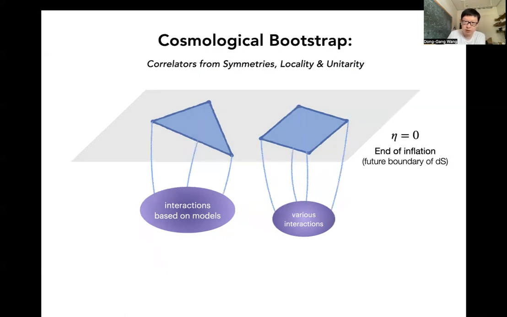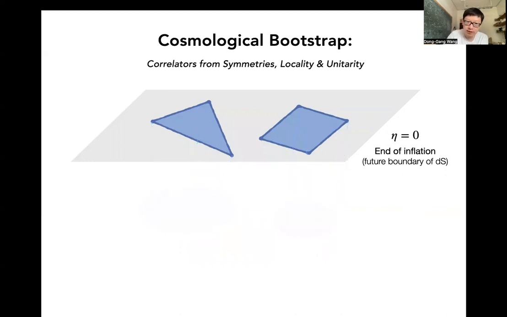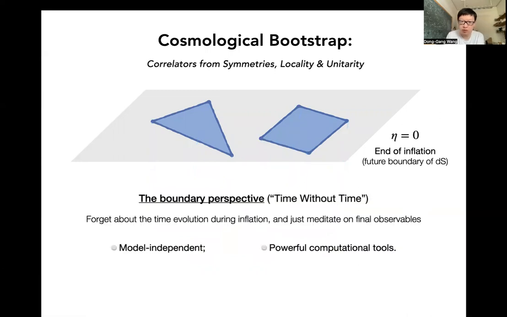And for the cosmological bootstrap, the basic idea is to derive cosmological correlators from symmetries, locality, and unitarity, this kind of fundamental principles. So basically we can forget about the time evolution during inflation, and we just focus on the final observables. And this is the so-called boundary perspective. We can just look at the correlation functions defined at the end of inflation on the future boundary of the de Sitter space-time. And this is a model-independent approach, and it also gives us very powerful computational tools.